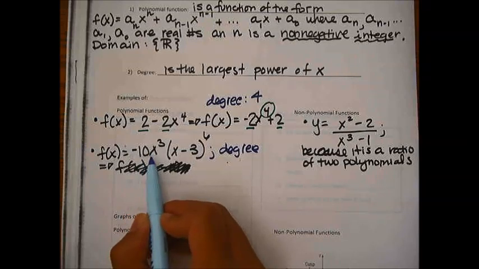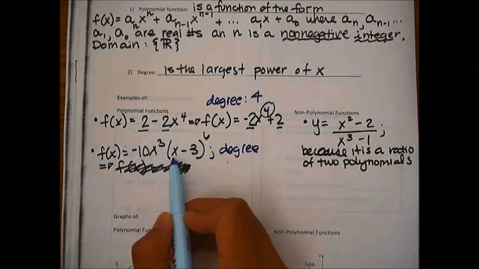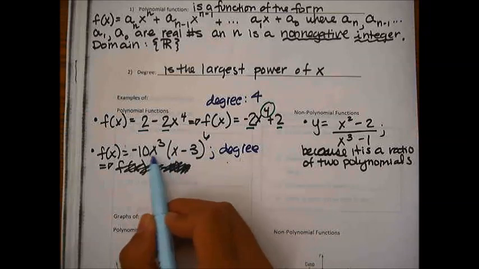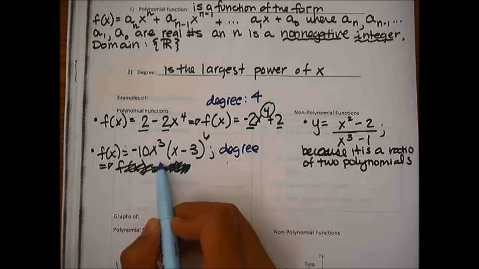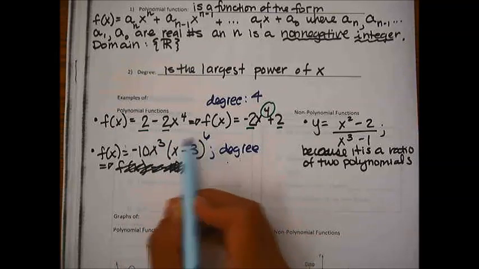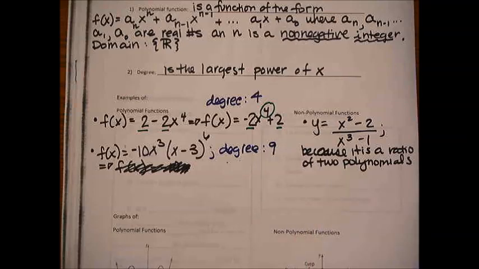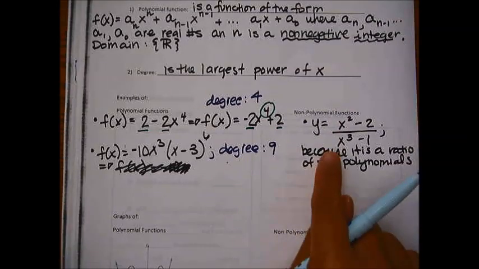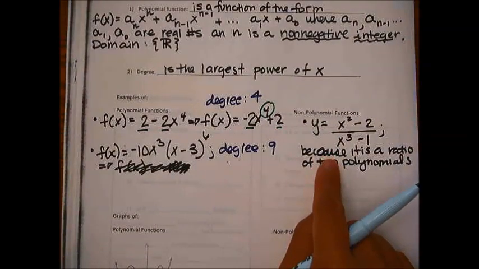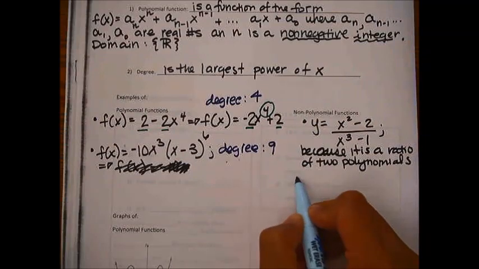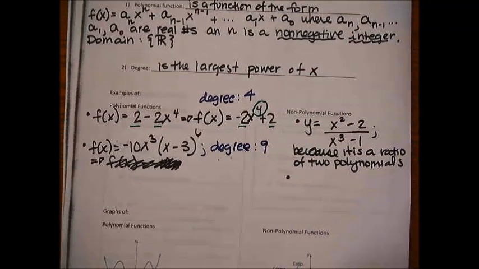But negative 10 x to the third times x to the 6, when you are multiplying numbers with the same base, because x and x are the same base, I can just add the exponents. So 3 plus 6 will give me a degree of 9. And you can have a degree when it is a polynomial. If it's not a polynomial, you don't have to worry about having a degree.